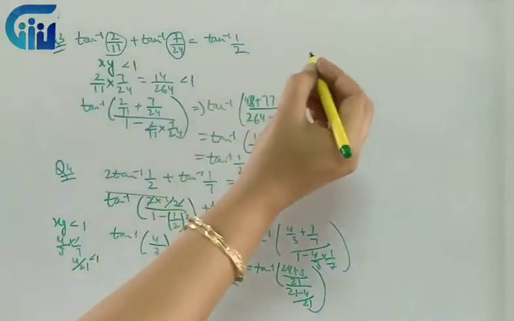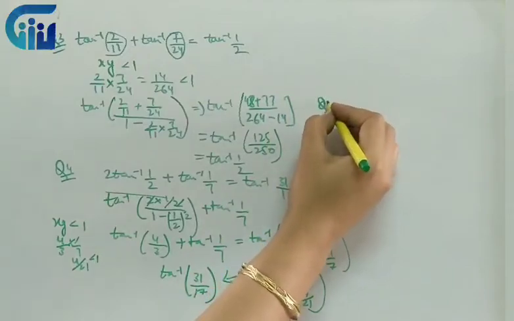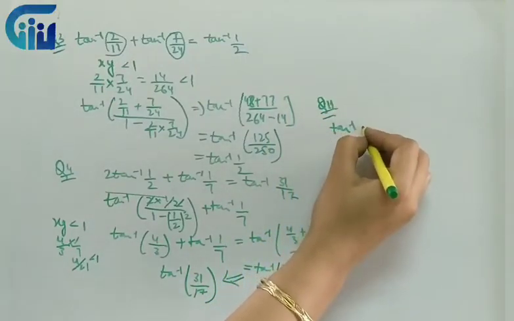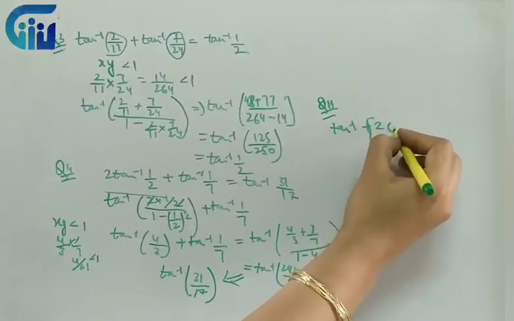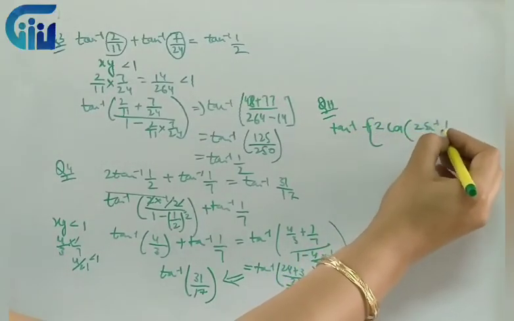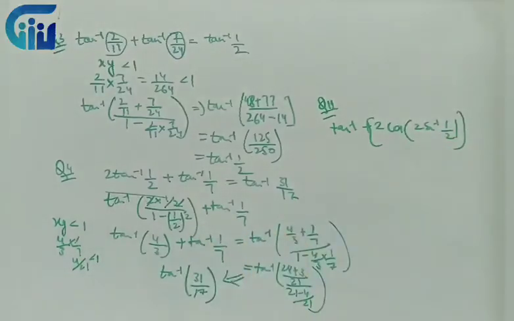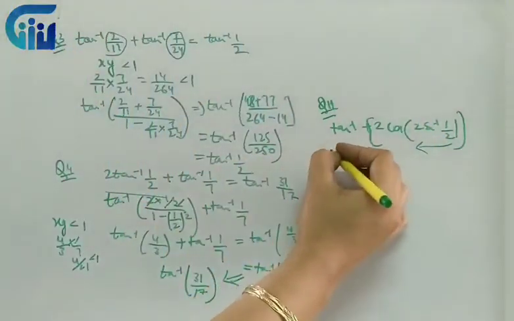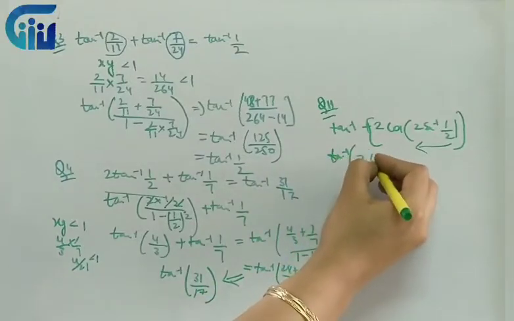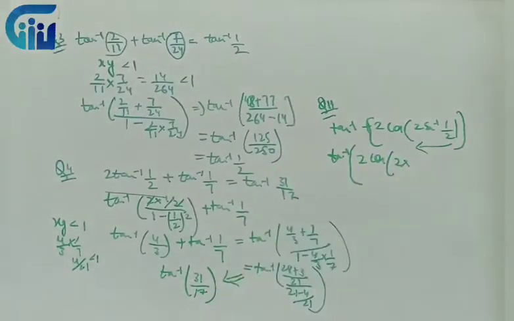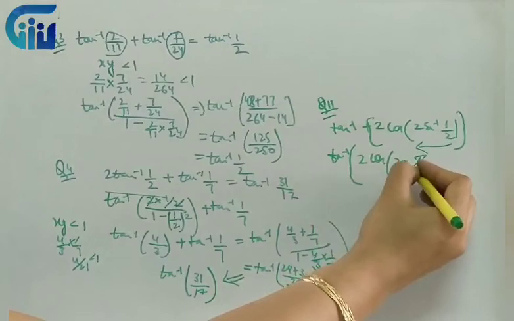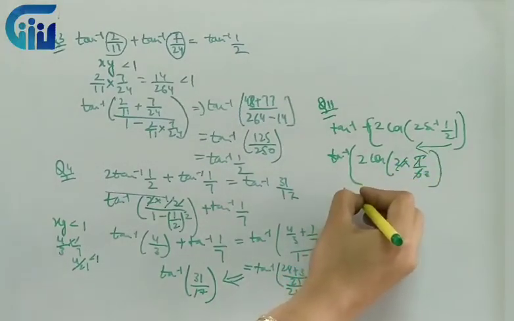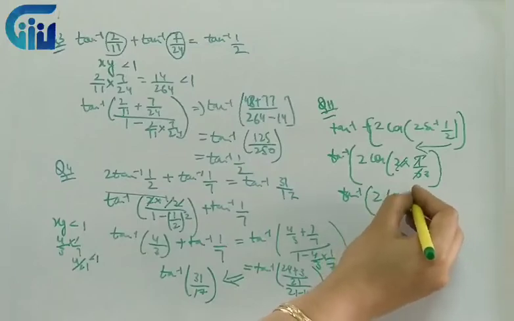Next question is my question number, let's say this is 11. It is tan inverse of 2 cos of 2 sine inverse 1 by 2. Now what I have to do, I have to find this particular value. So whenever we have this type of question, we will always move from the inner bracket to the outward bracket, right? So it will be tan inverse 2 cos, now 2 sine inverse 1 by 2. I know the value of sine inverse 1 by 2 is at 30 degree. Yes, you are right. So we will write it as pi by 6. I'll cancel. So this will be tan inverse 2 cos pi by 3.